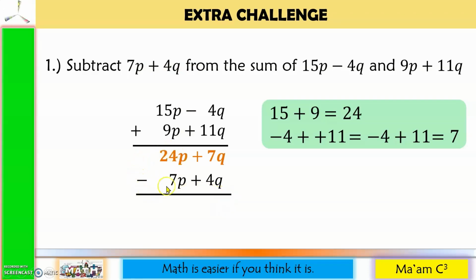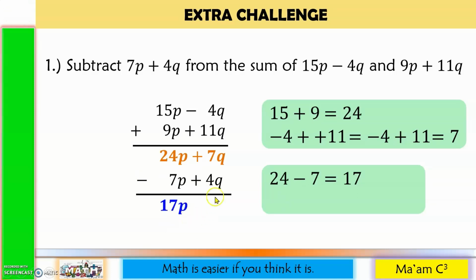Let us perform the operation for p, 24 minus 7, and that is 17. So we have 17p. And then 7 minus positive 4, different signs will become minus. So 7 minus 4 is equal to 3. So we have plus 3q. This is our final answer.